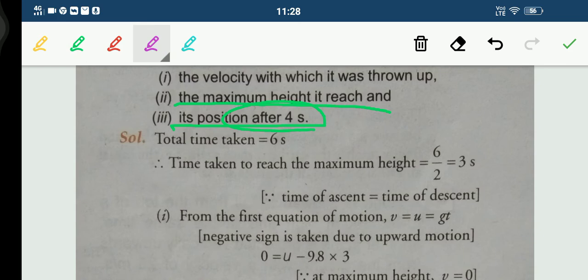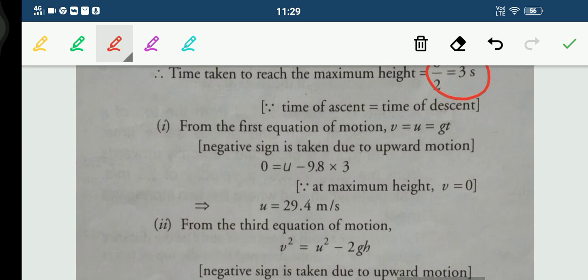Now see, the first part is time taken is 6 seconds, that is already given, but they are asking the velocity with which it was thrown up. The total time is 6, but we need the half. The ball goes up in 3 seconds, and after returning, it will be 3 seconds. So 3 plus 3 becomes 6. We need to halve the time, so it becomes 3 seconds. So time of ascent is equal to time of descent.